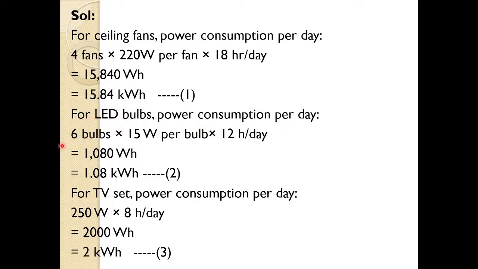Power consumption per day. How many bulbs are there? 6 bulbs. And the rating of each bulb is 15. For how many hours is each bulb operated? 12 hours. So just multiply 6 into 15 into 12, and you will get 1080 watt hour. Then convert that watt hour into kilowatt hour.